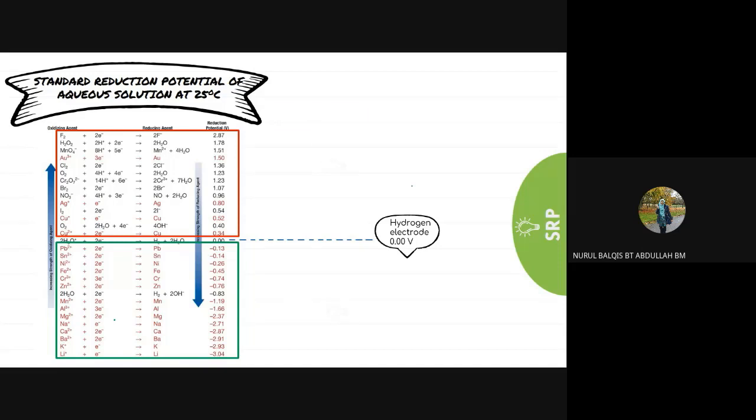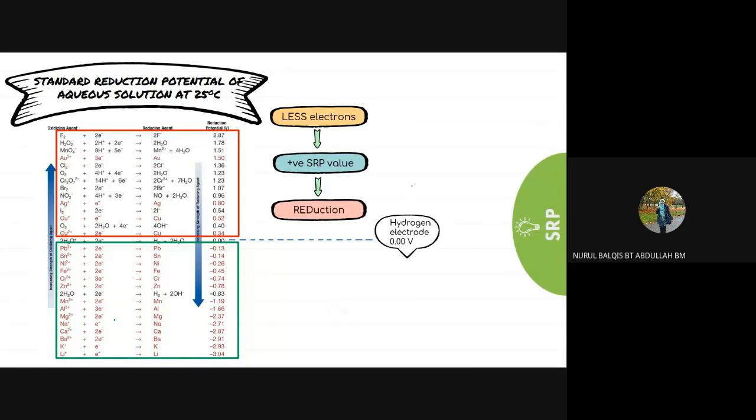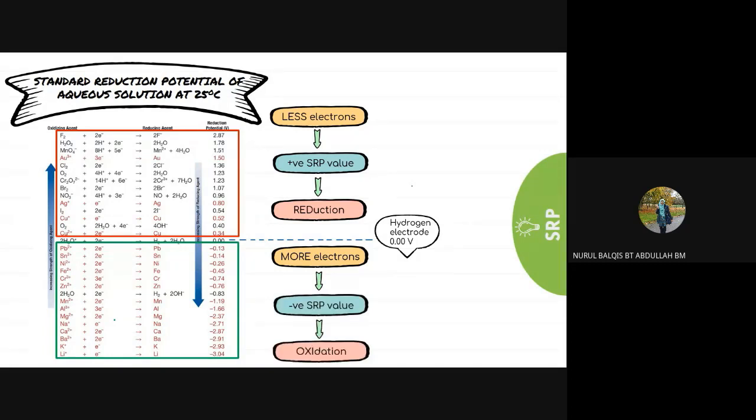So, we know when they have less electron, they tend to have positive SRP value. What kind of reactions yang dia akan buat? Reduction or oxidation? Reduction lah. Less electron, more positive value, then reduction. Kalau kita ada more electrons, they will have negative SRP value, means they will perform oxidation or reduction? Oxidation.